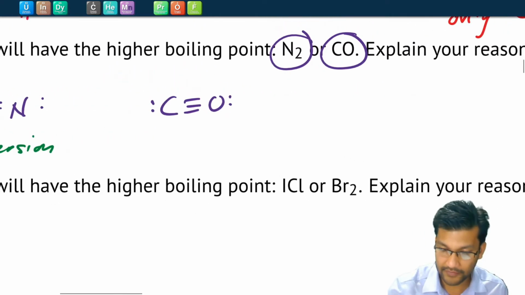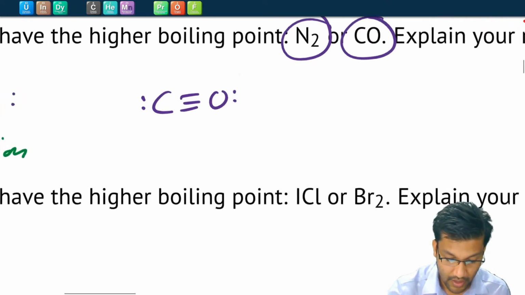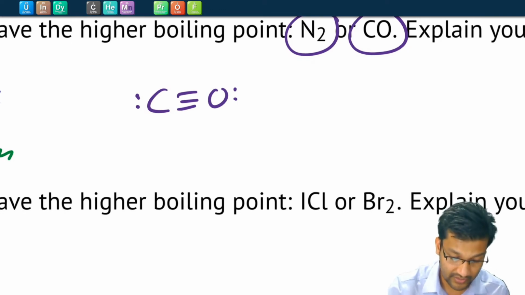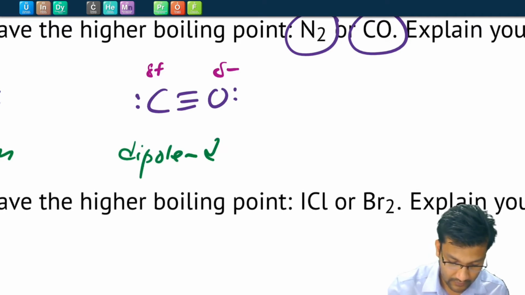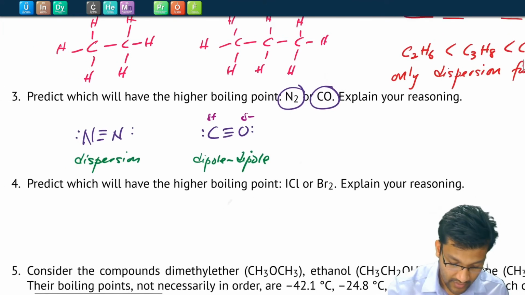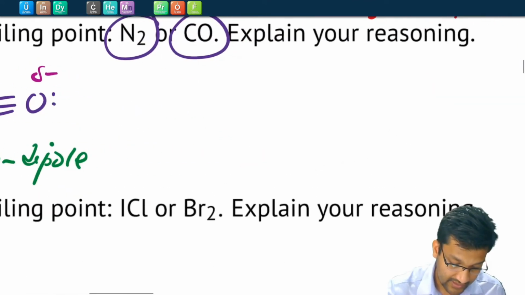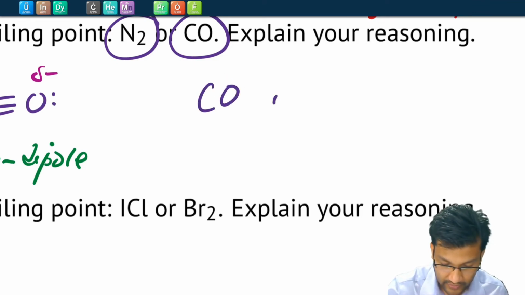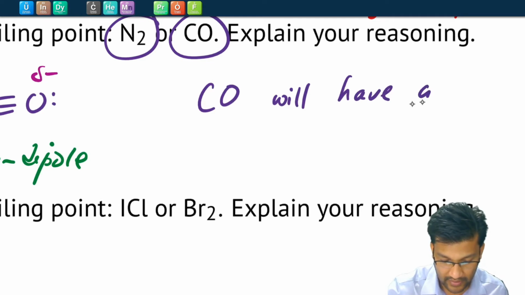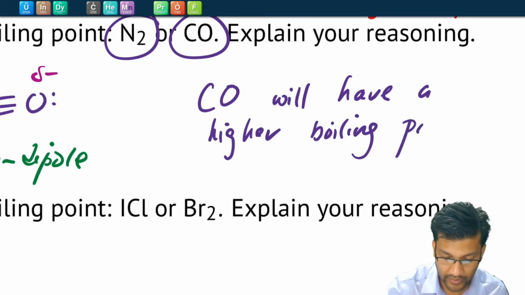CO does not have ion-dipole interactions. It does not have hydrogen bonding because there's no hydrogen in it, but it does have dipole-dipole interaction because we know that oxygen is very electronegative, so it'll be slightly more negative than carbon. And so in this case, we'll have dipole-dipole interactions. Because of this, CO will have a higher boiling point.